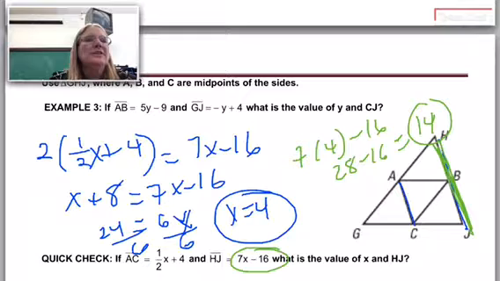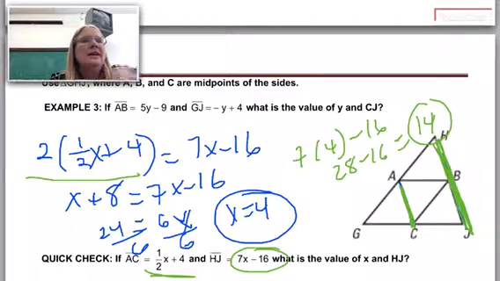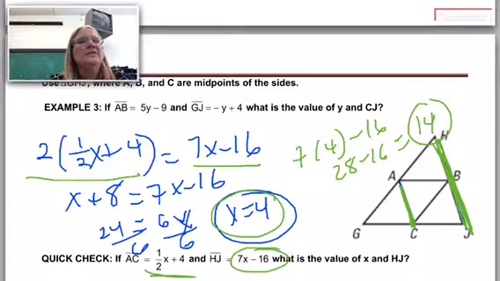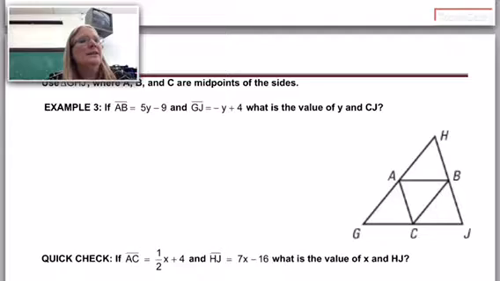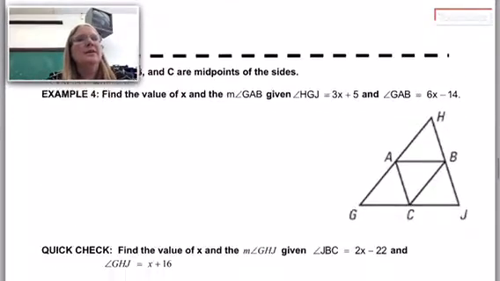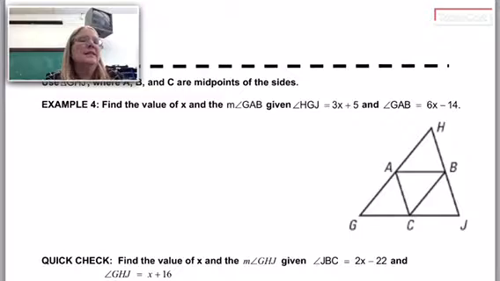Okay. Hopefully you paused it, and what you saw is that we are given the length of AC, which is a mid-segment, and then we're given the length of HJ, which is the third side. So we multiply 2 times the mid-segment, and that's equal to the third side, and you should have gotten x is equal to 4. And then to get the measurement of HJ, you simply take the value x is equal to 4 and substitute it into the equation, and you should have got HJ is equal to 14. Okay. So let's look at what comes next, and we're going to look at example 4.